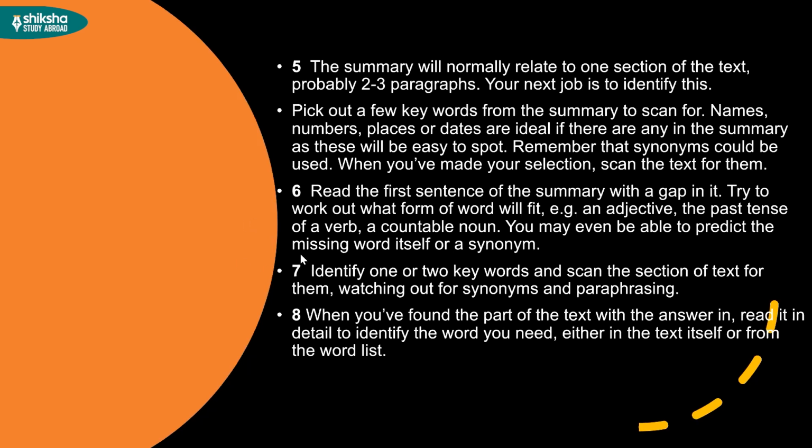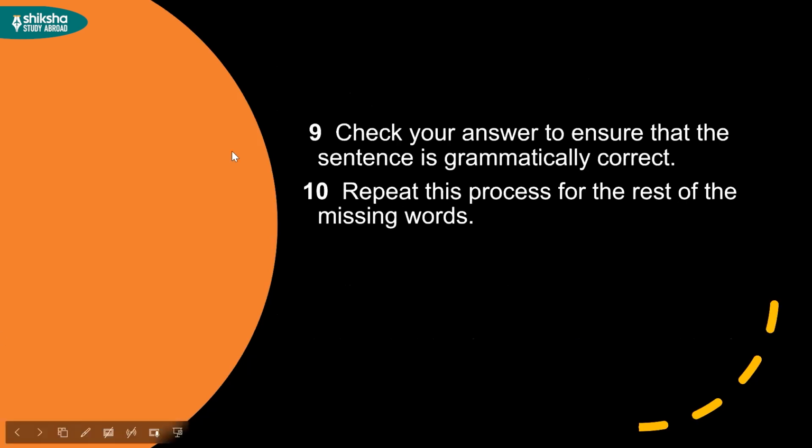Next strategy is identify one or two keywords and scan the section of the text for them, watching out for synonyms and paraphrasing. Eighth, when you found the part of the text with the answer in, read it in detail to identify the word you need, either in the text itself or from the word list. And ninth strategy is to check your answer to ensure that the sentence is grammatically correct.